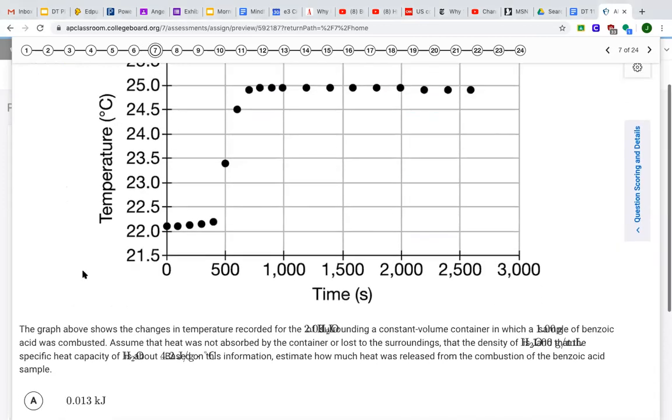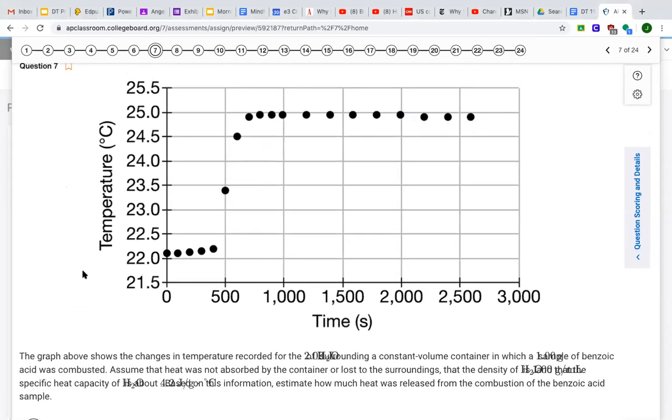Okay, 7. The graph above shows the changes in temperature recorded for, what is this? Okay, I'm going to lower the font size or something. No, I'm just going to leave it like it is. For, what is that? 2H2O or something? In, what the heck? A constant volume container in which a 1 gram sample of benzoic acid was combusted.